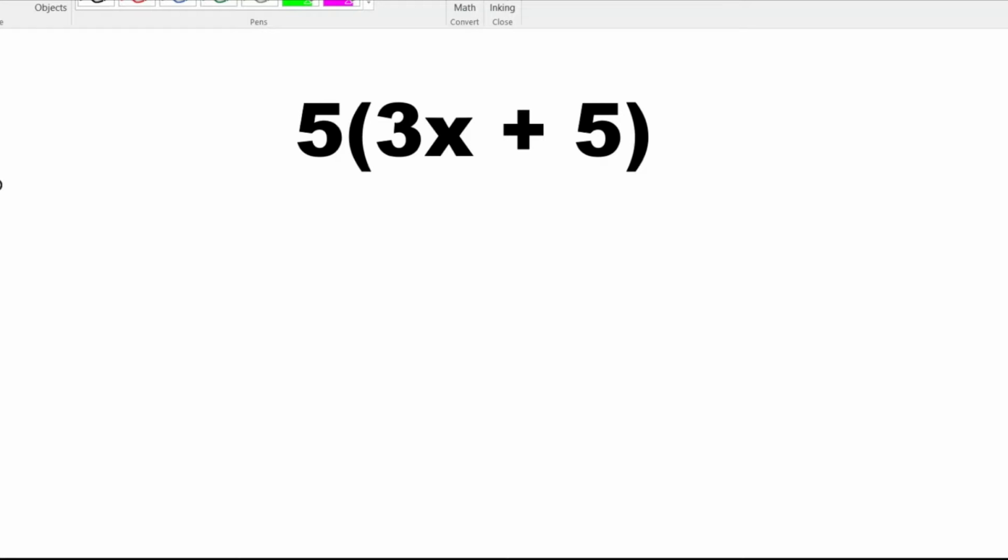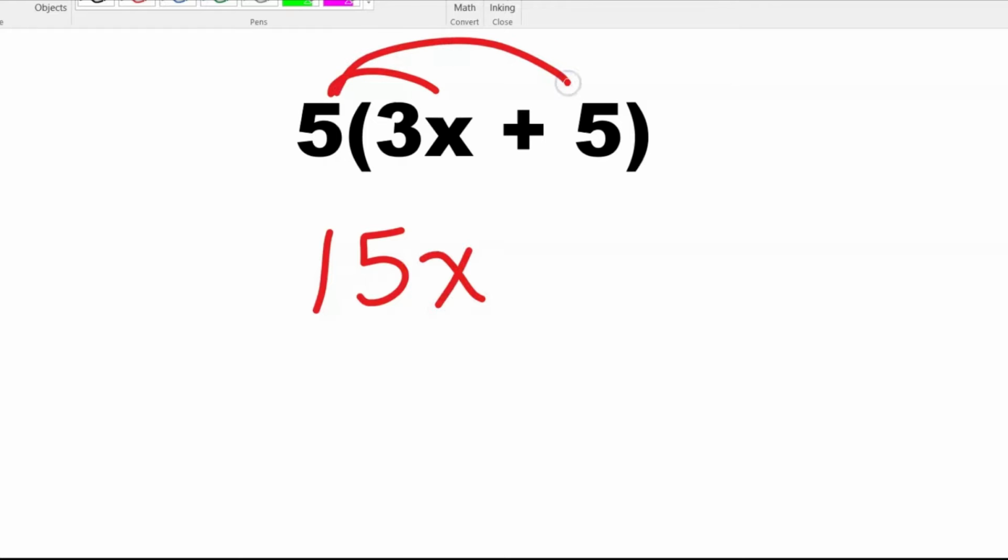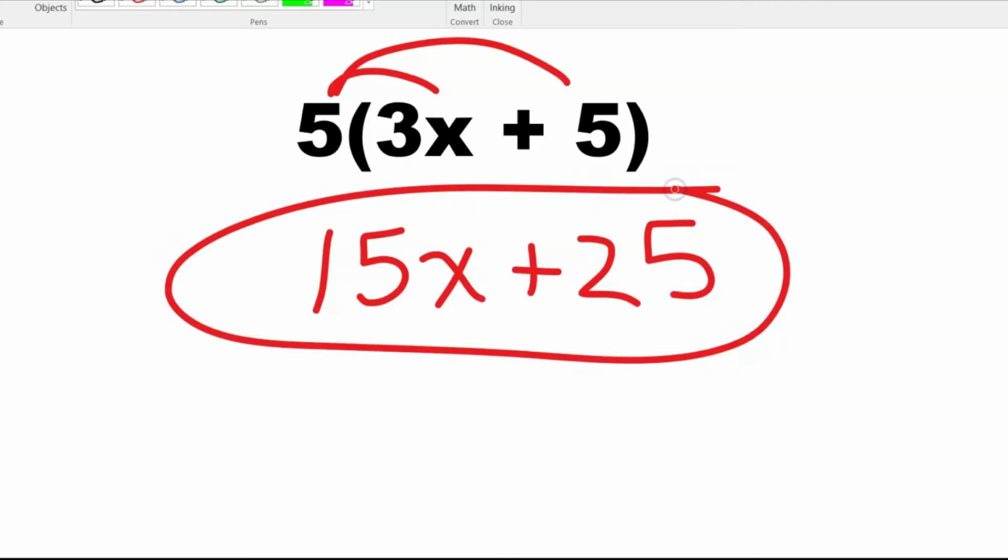Now when we're multiplying polynomials, what we're going to be doing a lot of is distributing. If I have something outside of a parentheses, I'm going to distribute that and multiply it by everything inside the parentheses. So I'm going to take 5 and multiply it by 3x, and that would give me 15x, because 5 times 3 is 15 and I just have one x there. Then 5 times 5 gives me a positive 25. Now I would not be able to add these because these are not like terms. This would be my final answer, 15x plus 25.